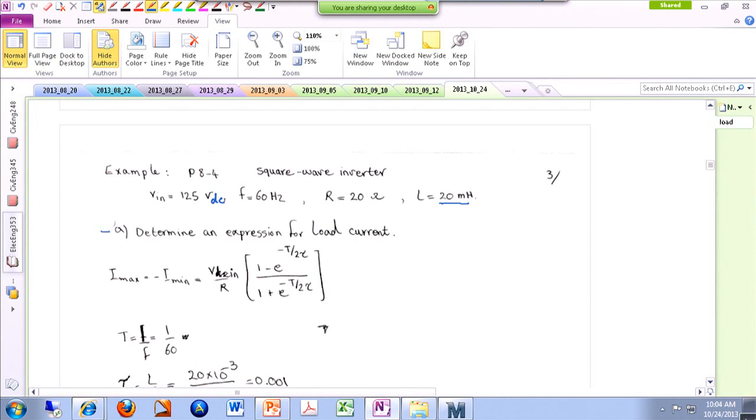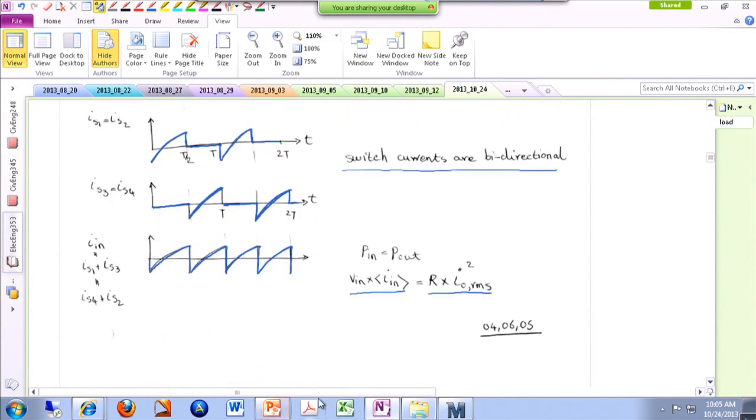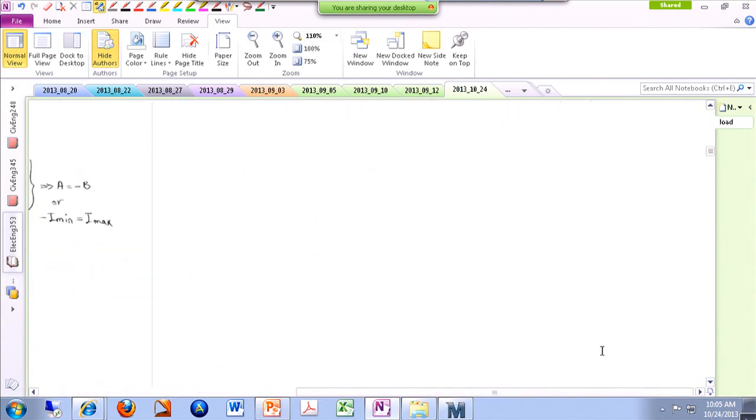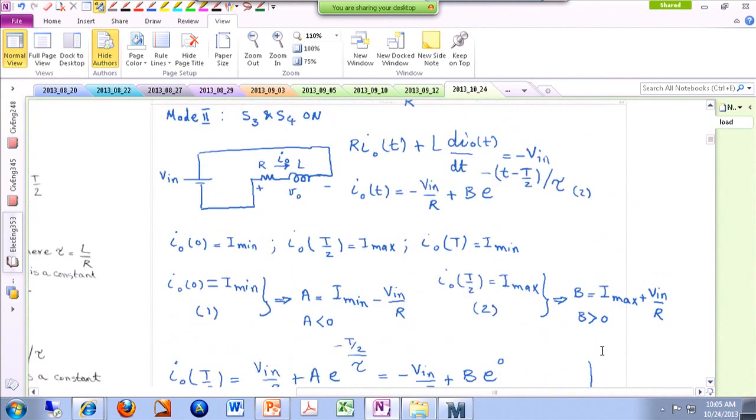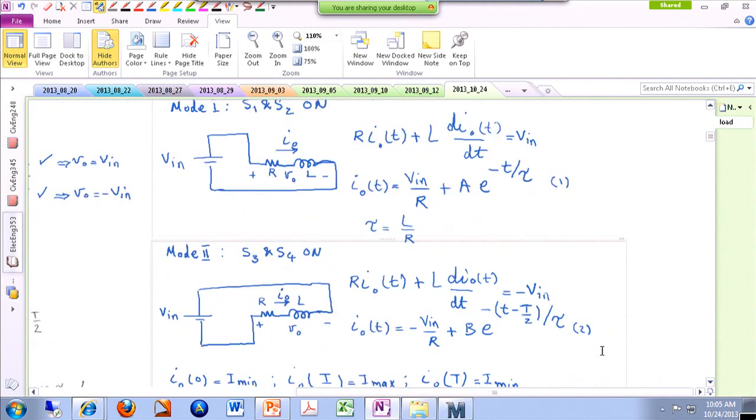Part A, determine an expression for the load current. Okay. So in order to find an expression, that means we have to go back to these equations and find all the parameters that are missing. Equation number 1 and equation number 2.